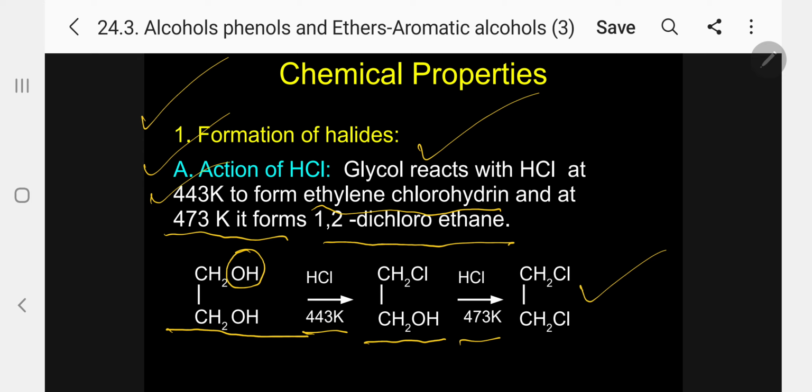So from this alcohol we can prepare the corresponding halide.